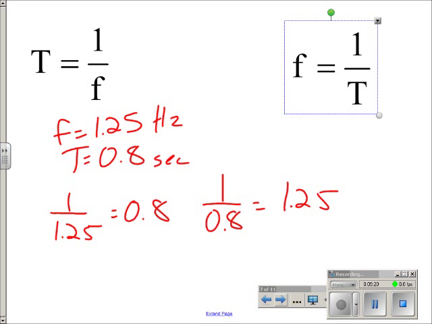Something I should probably comment on too is this. Frequency measures how often it goes around per unit time, right? So a higher frequency just means it's spinning faster. It means it's going to go around more times per second. So frequency tells you how fast the object is spinning. Period tells you how long it takes to go around once. So the faster it's spinning, the higher your frequency is, the less time it takes to go around once, so the smaller your period is. So they are inverses, okay?